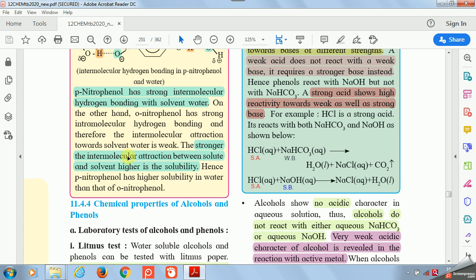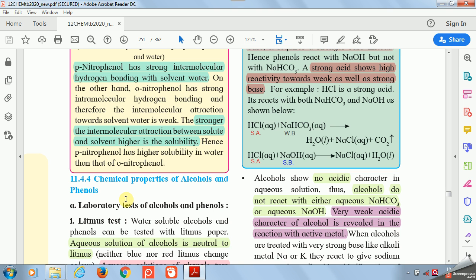But in the case of orthonitrophenol, it has strong intramolecular hydrogen bonding and therefore the intermolecular attraction towards the solvent water molecule is weaker. That's why it has less solubility than para-nitrophenol. So this is about the physical properties.